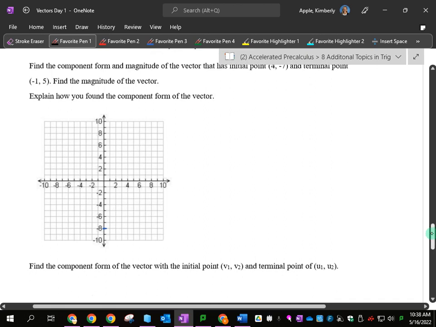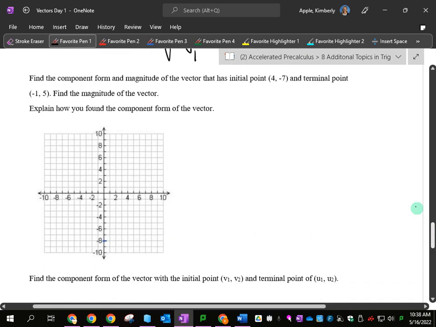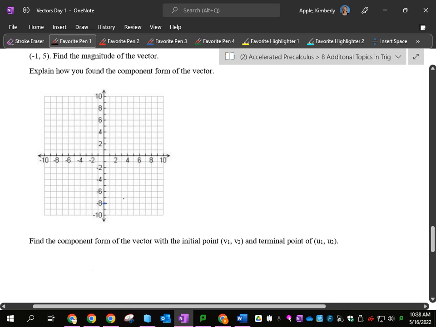All right, so find the component form and the magnitude of the vector that has the initial point 4, -7. Well, this is unfortunate because this is not in standard position. This would be 4, -7, and -1, 5. So that would go right down through here. Well, you could always use the graph and count, but really all we're interested in, let's say this is the -1, 5, and this is 4, -7.